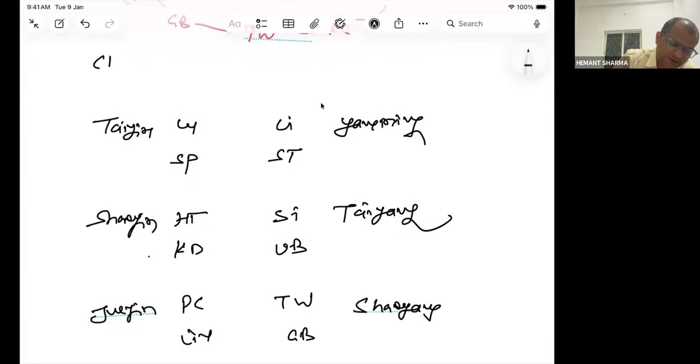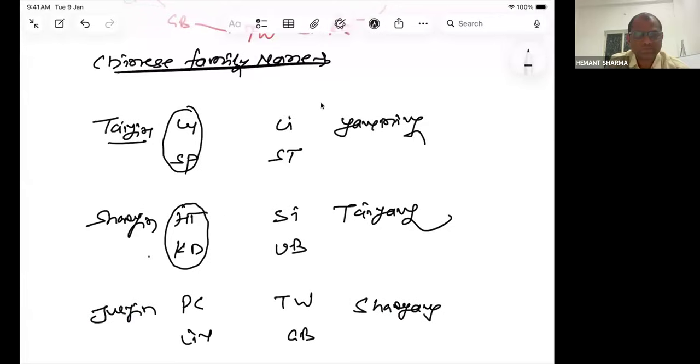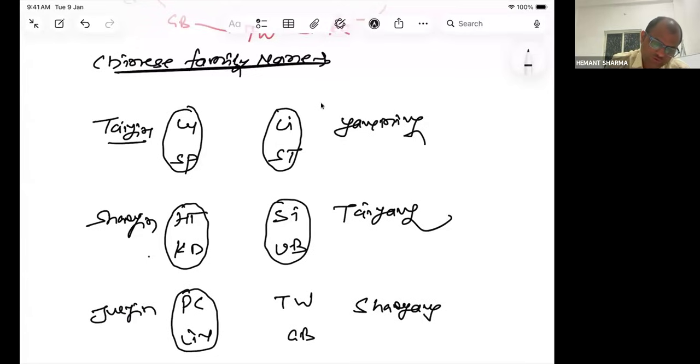So these are just the names of the Chinese families. Tai Yin is the name of the lung and spleen family. Shao Yin is the name of the heart and kidney family. Jue Yin is the name of the pericardium and liver family. Yang Ming is the name of the LI and ST family. Tai Yang is the name of the SI and UB family. And Shao Yang is the name of the triple warmer and gallbladder family.